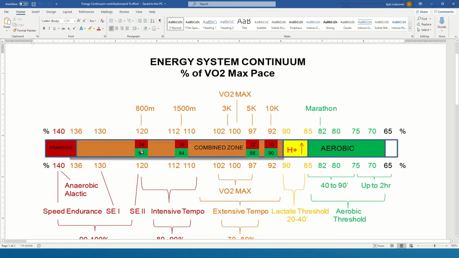It's still the most important energy system, but you need an increased demand, basically twice as much, almost a little bit more than twice as much from the anaerobic systems contributing into that race. So that's what you really need to know.